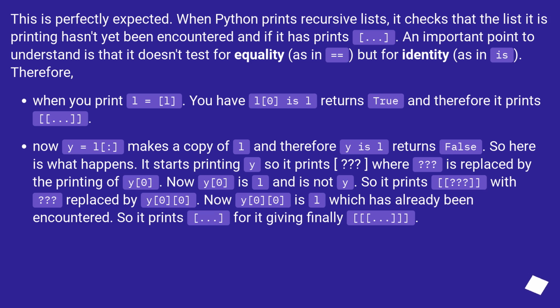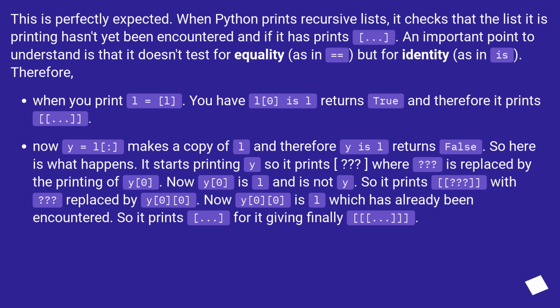This is perfectly expected. When Python prints recursive lists, it checks that the list it is printing hasn't yet been encountered, and if it has, it prints ... An important point to understand is that it doesn't test for equality, as in ==, but for identity, as in is. Therefore, when you print L = L, you have L[0] is L returns True and therefore it prints ... Now Y = L[:] makes a copy of L and therefore Y is L returns False.